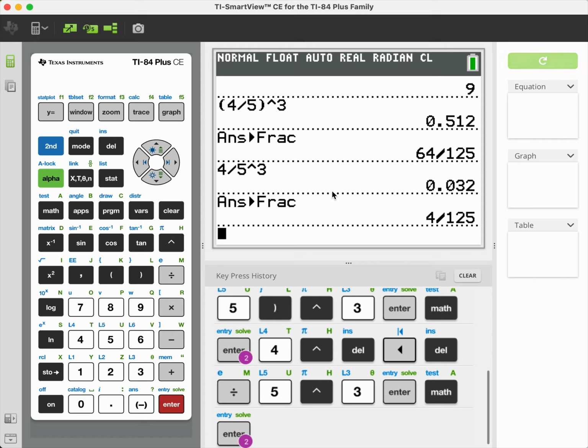So pay attention to your parentheses. Pay attention to your exponents. Be mindful of how your calculator is applying the order of operations. It does know the order of operations. That's all for now.